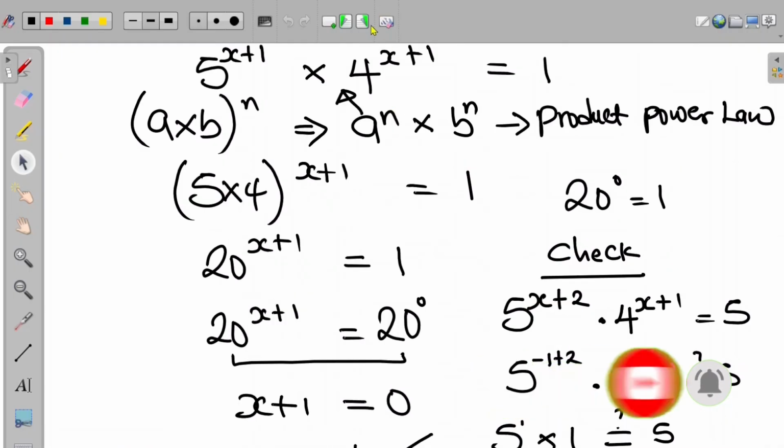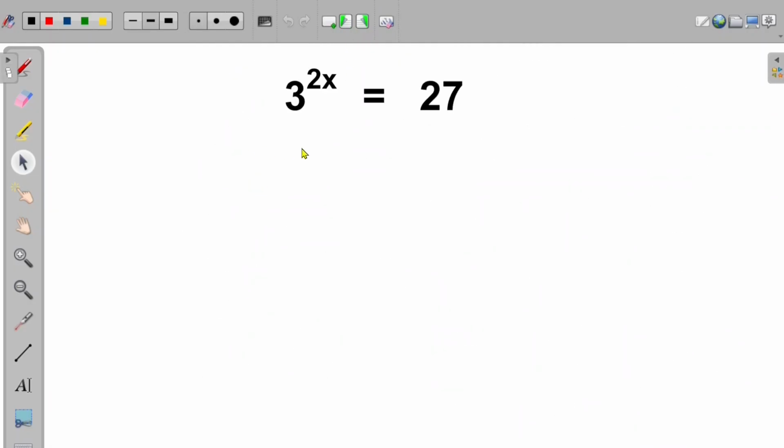Now let's dive into the solution of our exponential equations. So let us start with this question. We are given that 3 raised to the power of 2x is equal to 27. So we are asked to obtain the value of x.